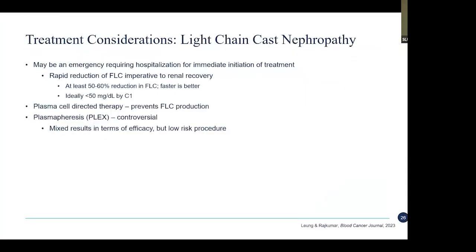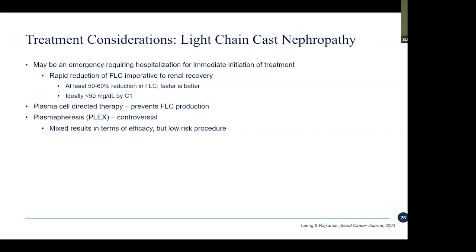So when we have a high suspicion for light chain cast nephropathy, as I said, this is usually one of our emergencies, and we admit pretty immediately to initiate treatment. It's important to get a rapid reduction in those light chains as soon as possible. Ideally, we're aiming for less than 50 milligrams per deciliter by the end of cycle 1, which is usually a 4-week period, but we want at least 50 to 60% reduction in those light chains. The faster it's reduced, the better the chances of renal recovery.